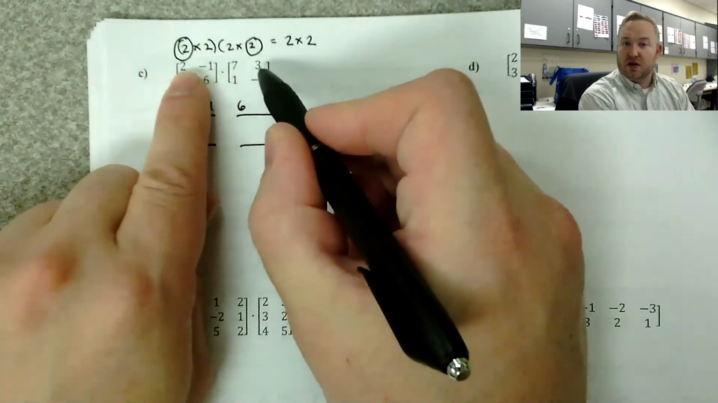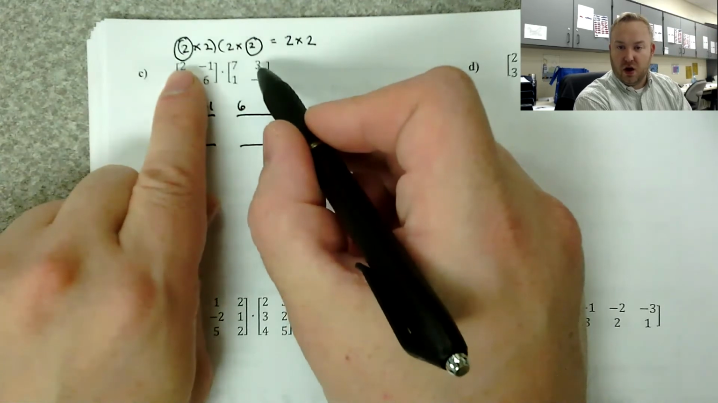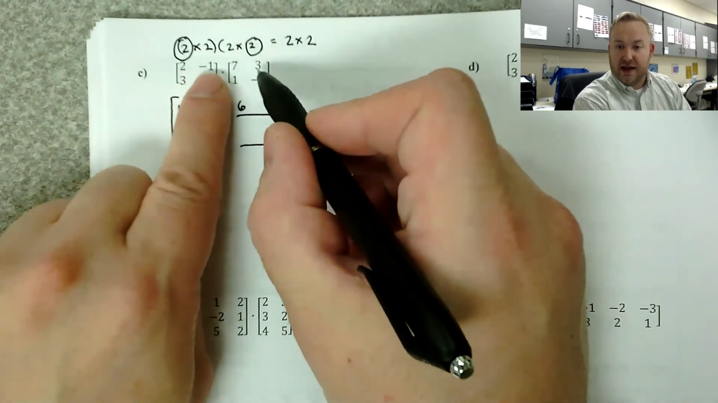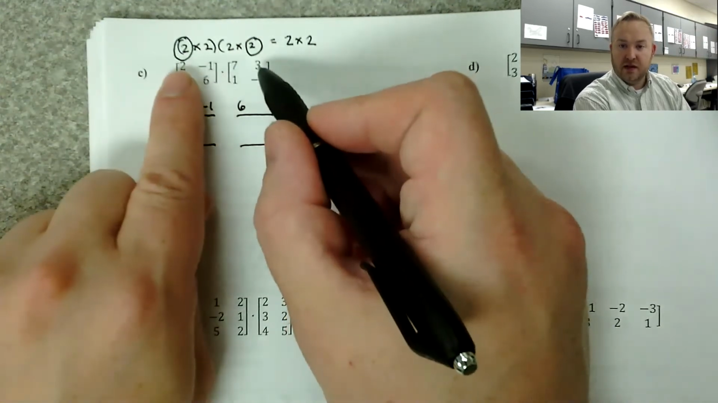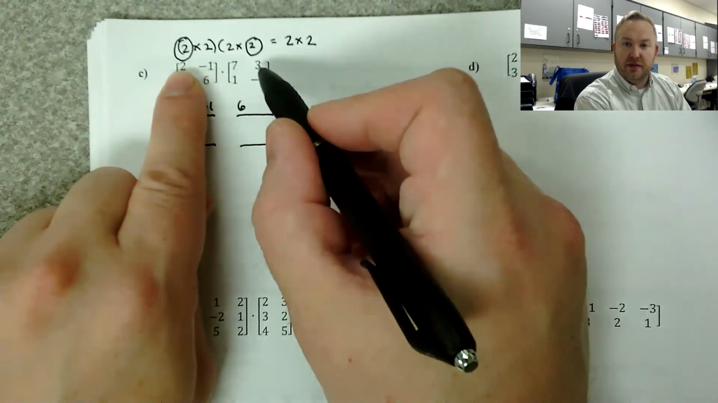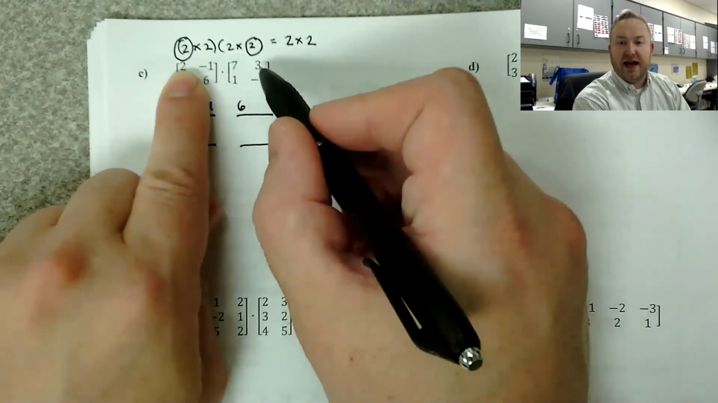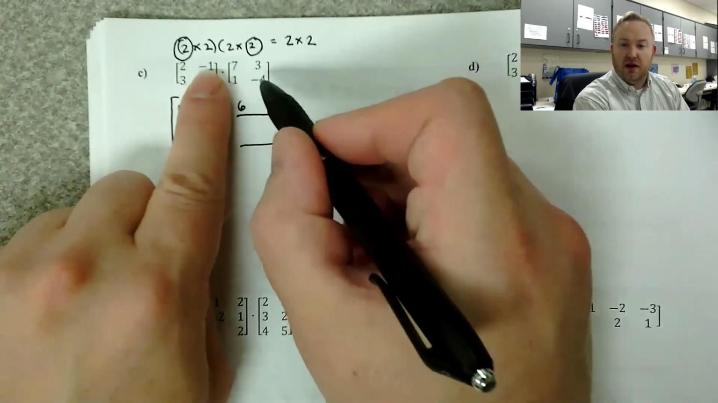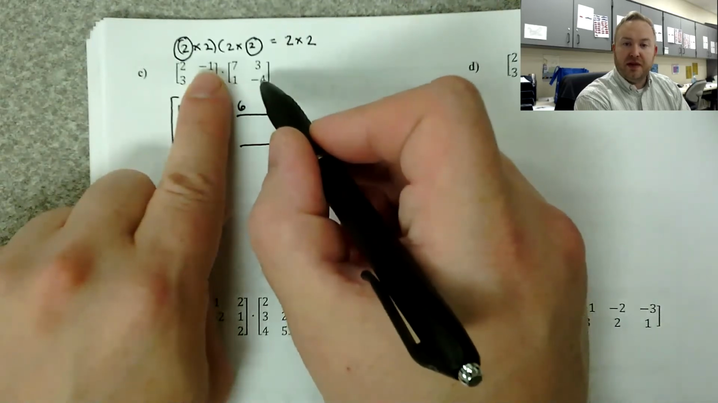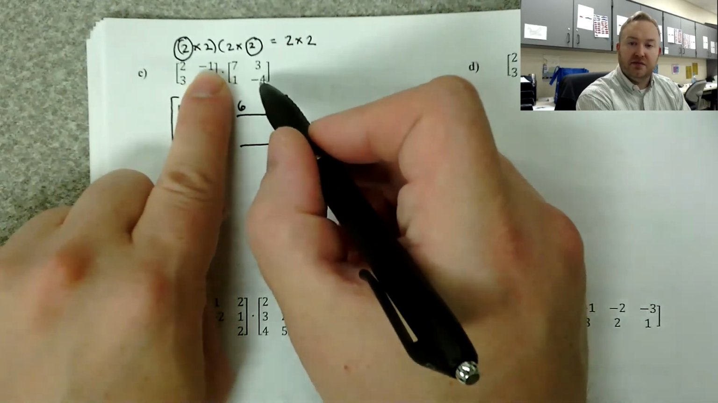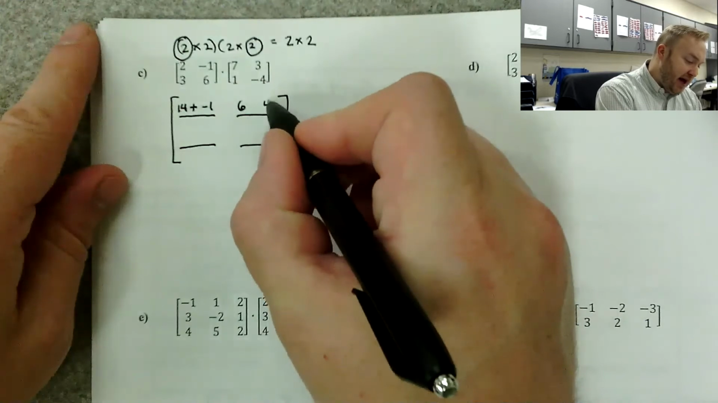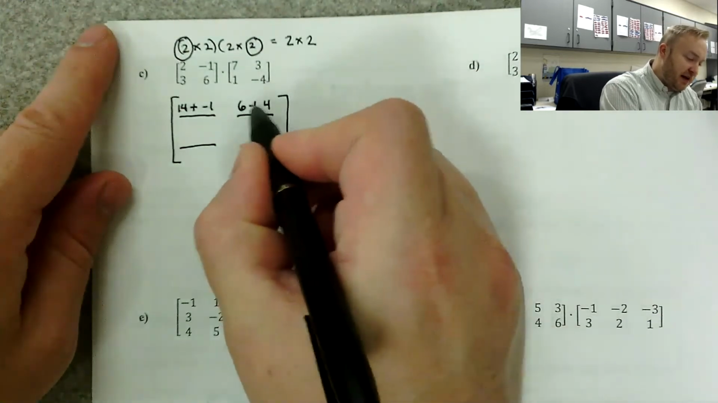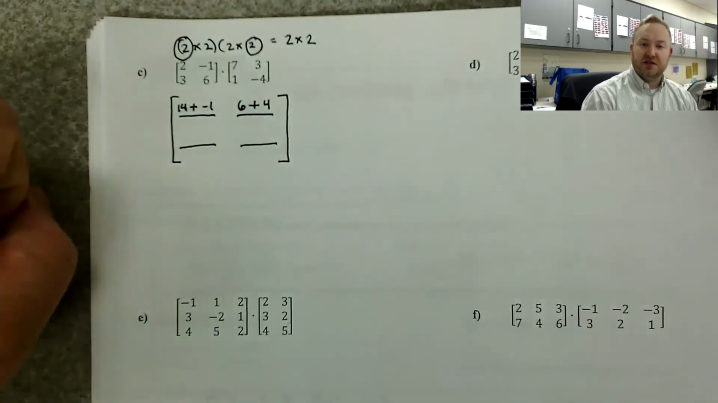Then again, we're going to do our slide move where we're going to go across the row and down the column. So we start at the beginning of the row and the beginning of the column, and we slide across the row and down the column. Now I'm looking at the -1 and the -4. And if I multiply -1 times -4, I get +4. And again, in the next step, we're going to add those numbers together.